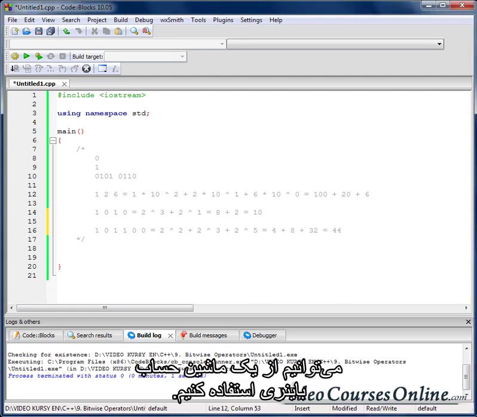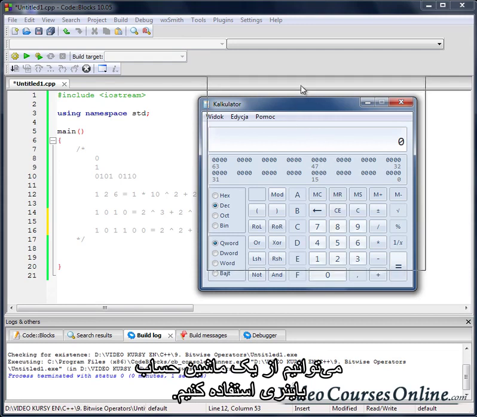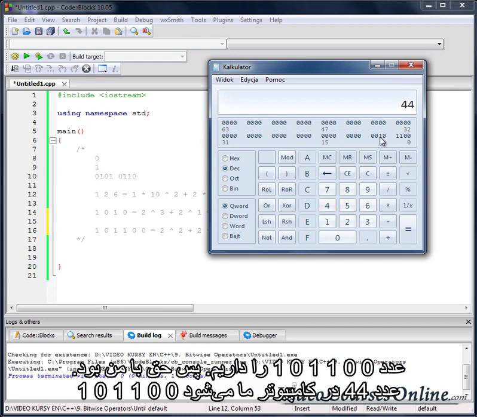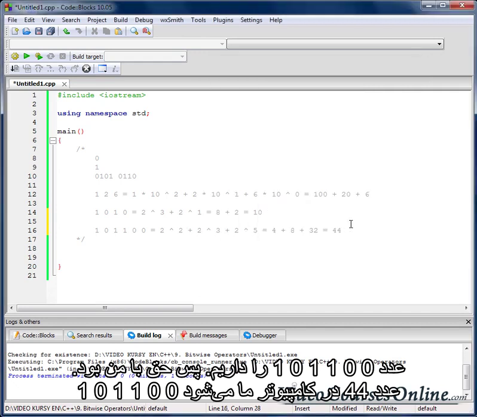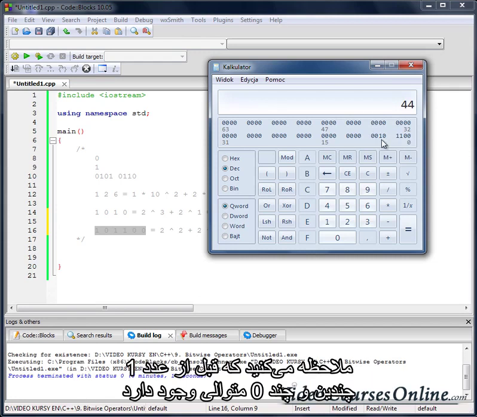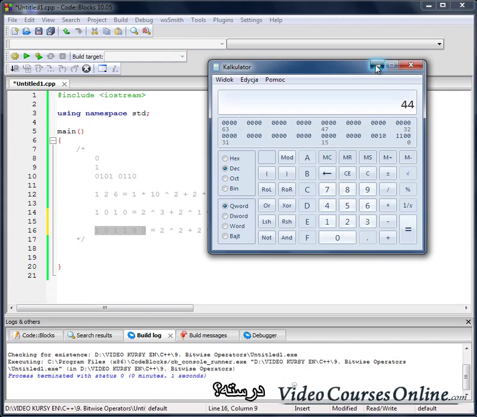In Windows 7 we can use something like the binary calculator, and now when I write here 44, as you can see, we have got here 1 0 1 1 0 0. So I was right. 44 is in our computer set as 1 0 1 1 0 0. But as you can see, also before that 1 are many zeros. Okay?